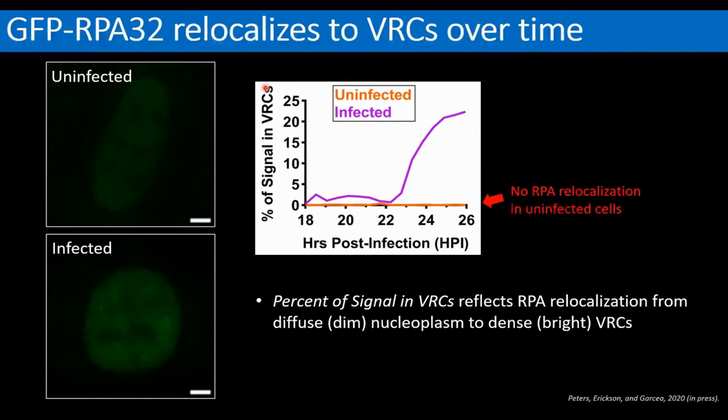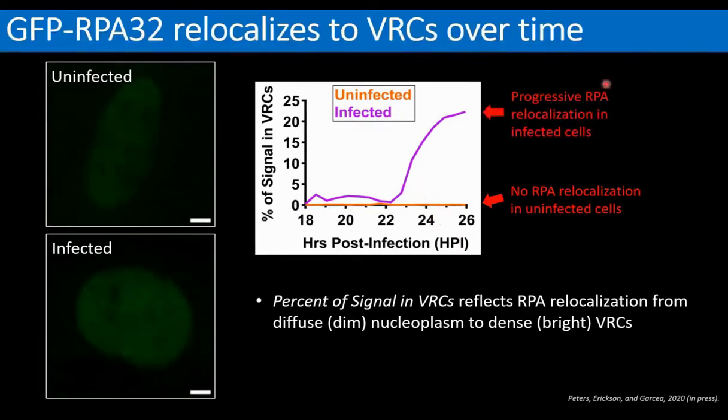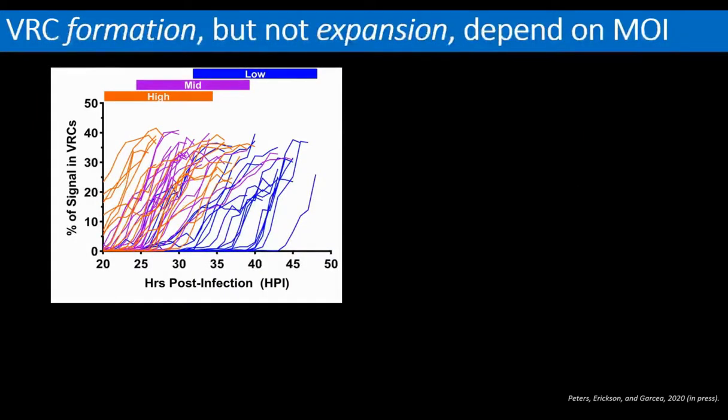Uninfected cells didn't exhibit any RPA relocalization over time, shown here in orange, whereas RPA in infected cells relocalized to VRCs. This was really exciting, to get this system working and to have a way to analyze them.